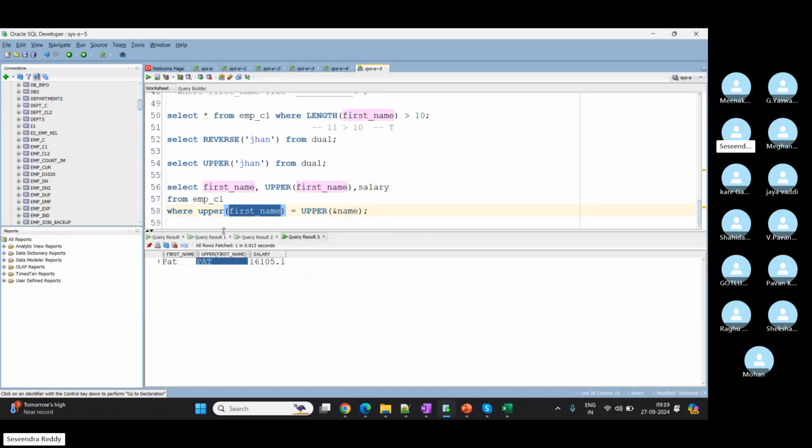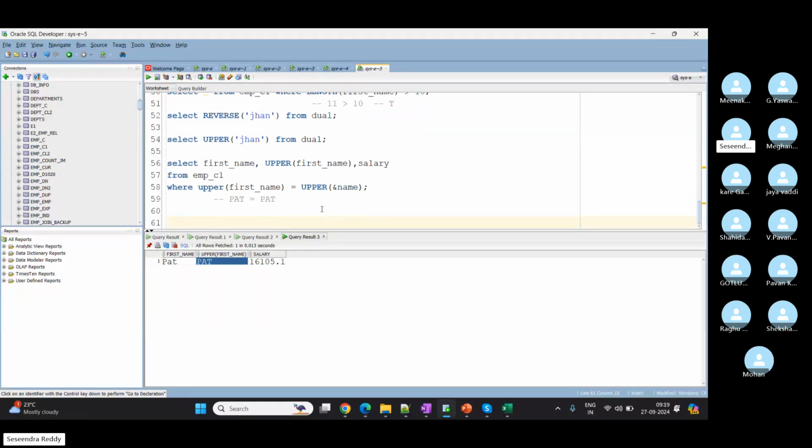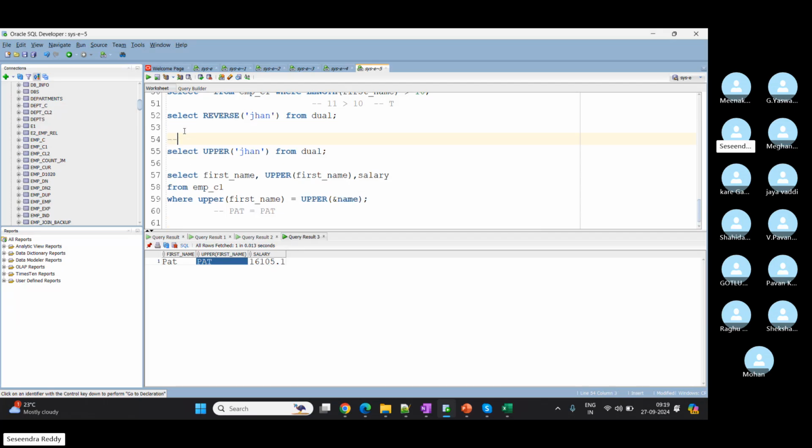So the actual data in our table we are converting to uppercase, and the actual input from the customer or user we are converting to uppercase. It means now both sides will be in uppercase only, right? So Pat, whatever input we are getting from the user, is converted to uppercase. Both are in a matching state, right? So we will get the result. That is what the upper function is doing.